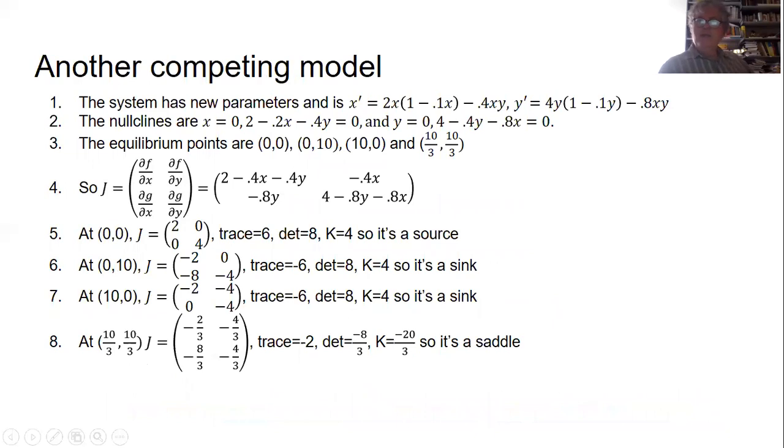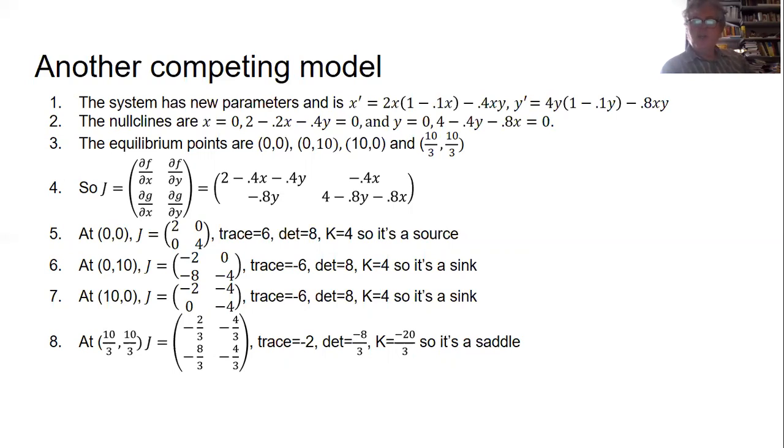Okay, so let's just change the parameters a little bit. And here's the same competing model, except with different parameter values. So we get different nullclines. We still get x equals 0 and y equals 0 nullclines, but the straight lines are different. And 0, 0 is an equilibrium. If we plug x equals 0 into that second y nullcline, you get y equals 10. And so you find those four equilibrium points.